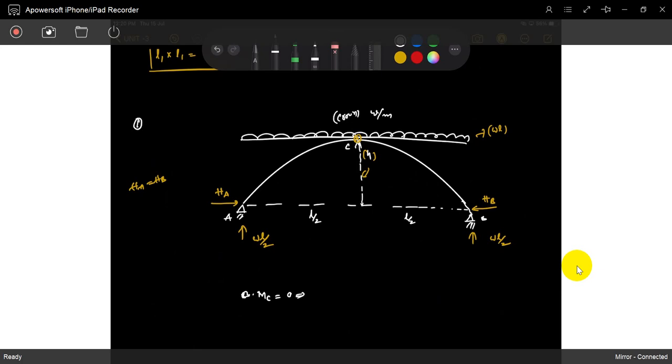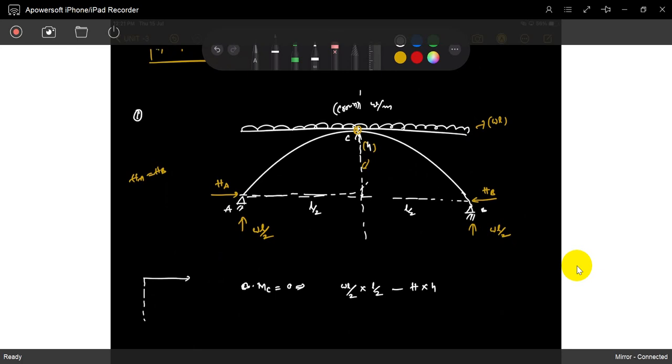So calculate the bending moment, taking the left side or the right side. See, it is WL by 2 multiplied with L by 2. Understood? And also H. We know HA is equal to HB. H multiplied with h. For any moment we take, we have to take the perpendicular distance compared with the force, not exactly the distance. Perpendicular distance. Okay, so H into h.